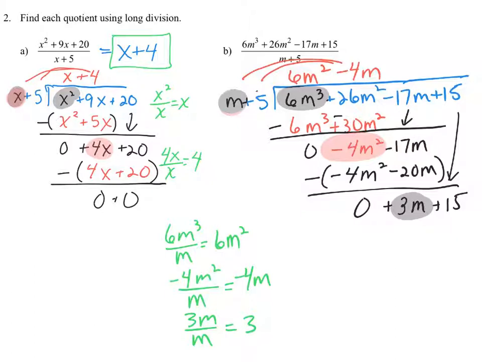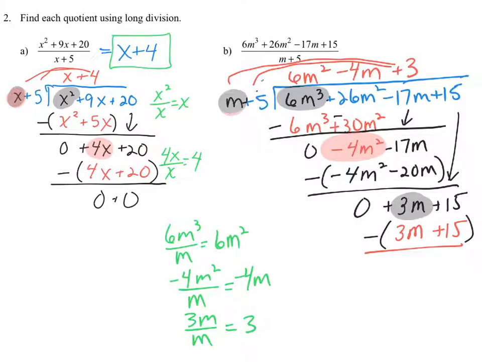So we are going to multiply this plus 3 by the quantity m plus 5. We put the plus 3 above the division setup. So now we're going to multiply 3 times m and 3 times plus 5. So 3 times m is 3m, and 3 times 5 is 15. Remember, we're going to subtract this entire quantity. 3m minus 3m is 0, and 15 minus 15 is also 0.